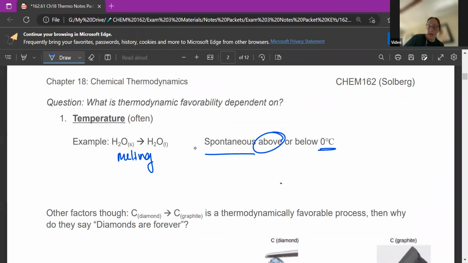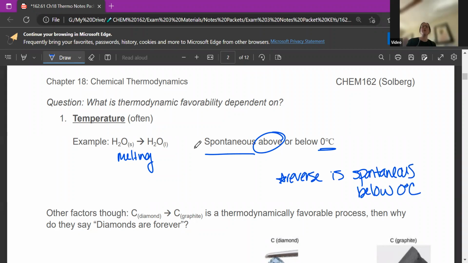Okay? So we would say the reverse is spontaneous below 0 degrees Celsius. And this is true for all substances, well, not all substances, but let's just focus on melting, boiling, phase changes, essentially. There's a specific temperature at which it is spontaneous in the forward direction or spontaneous in the reverse direction.